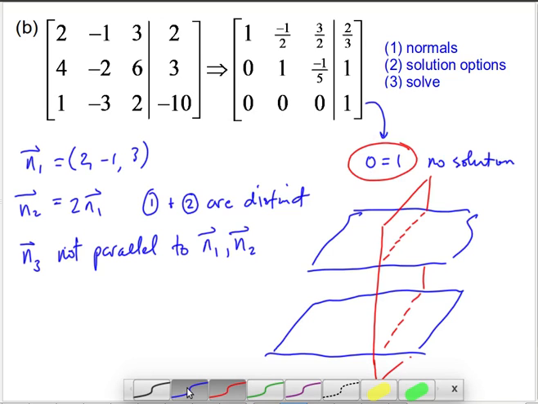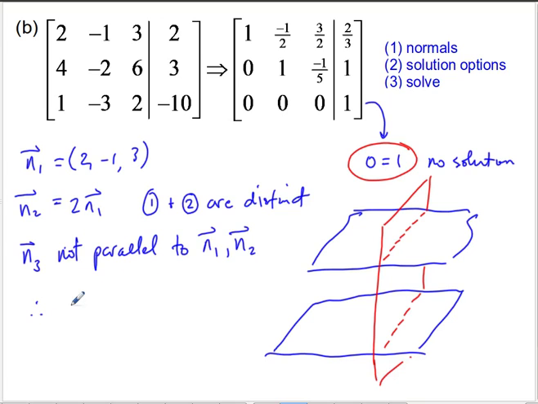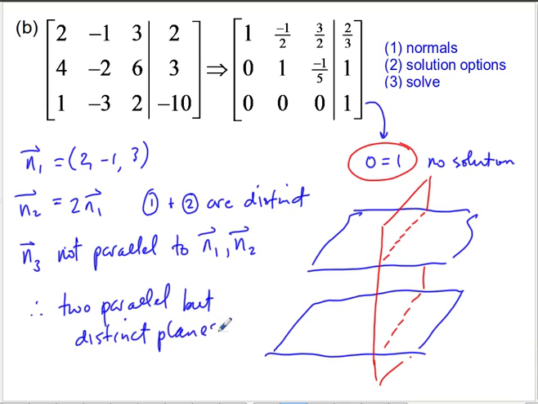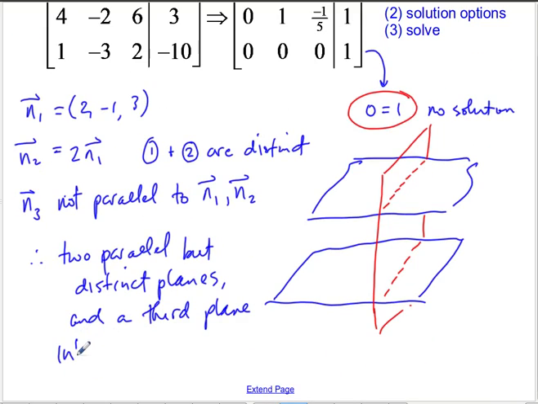So our geometric interpretation, therefore, is that we have two parallel but distinct planes and a third plane intersecting both. But it's still overall no solution.